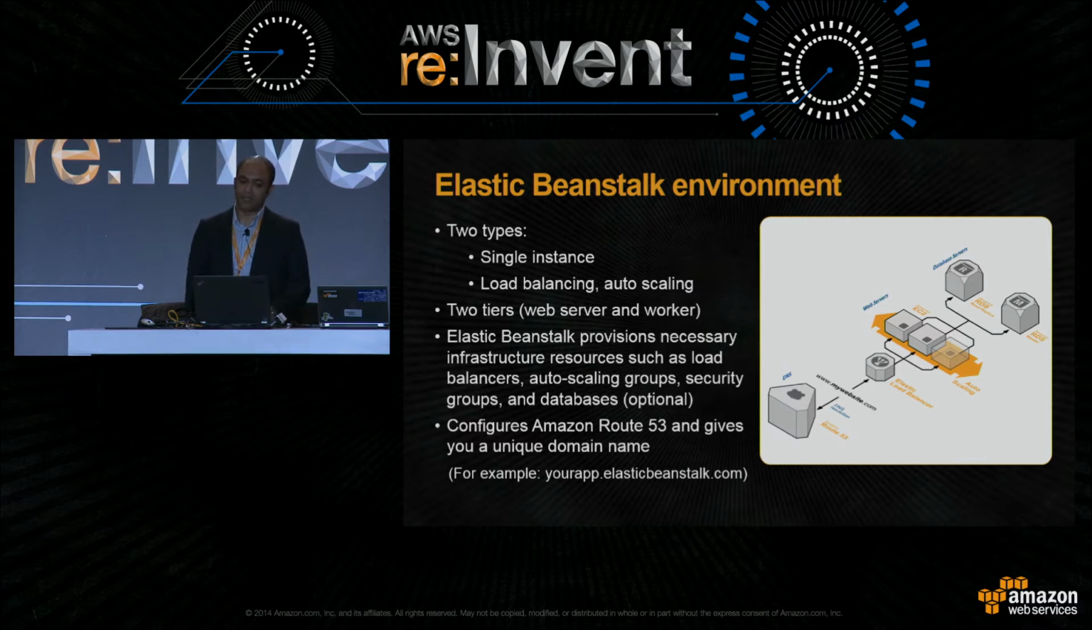And as I said, Beanstalk provisions the necessary infrastructure resources. We configure Amazon Route 53 and give you a unique domain name. So if you don't want to pay for a domain name, you're just testing an app, we give you a free CNAME that you can use to ping your app.